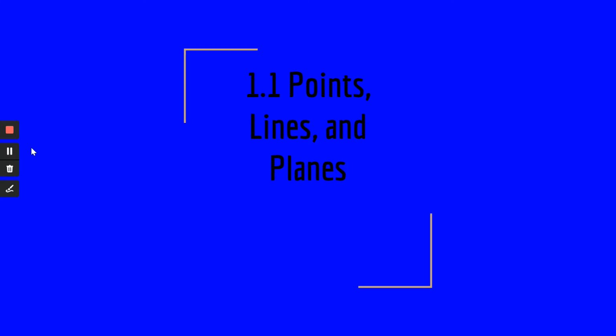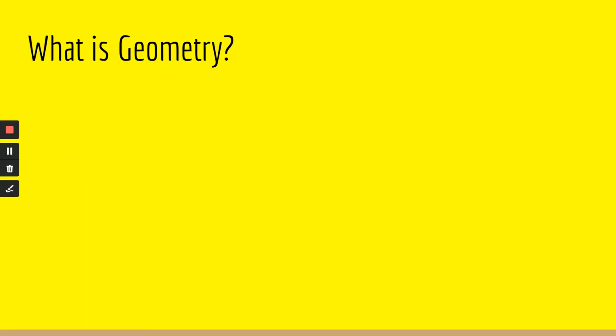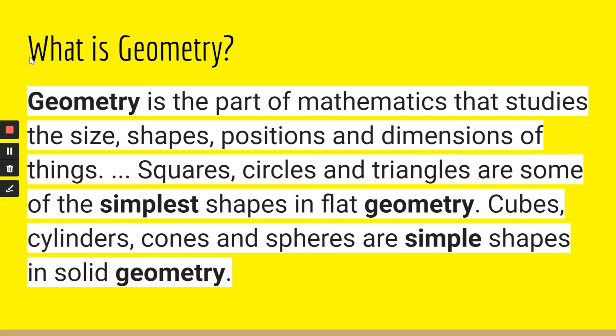In this video, we're going to talk about points, lines, and planes, and we're also going to talk about the basic foundation of geometry. So before we get into points, lines, and planes, let's talk about what is geometry. Well, geometry is a part of mathematics that studies size, shapes, positions, and dimensions of things. For example, squares, circles, and triangles are some of the simplest shapes in flat geometry that we talk about. And then we also talk about cubes, cylinders, cones, spheres, and some of our solid geometry.